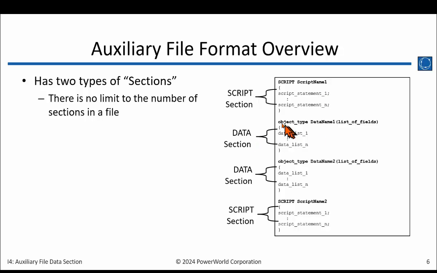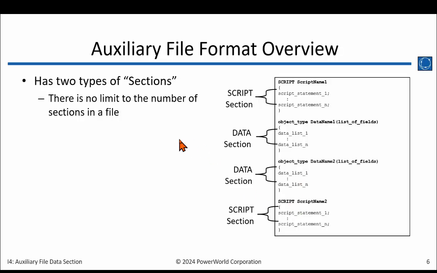And then a data section normally leads with the name of an object type. It can optionally have a name, but if you automatically create a file, it's not going to have a name. You would give it one on the back end after you create the file. And then inside parentheses, a list of fields or variables that correspond with that object name. And then inside the curly braces, it'll have a list of the actual data that corresponds to those fields. And you can have one or more data sections and one or more script sections.